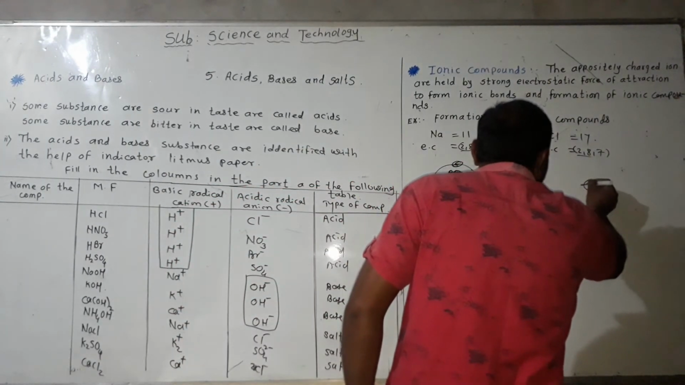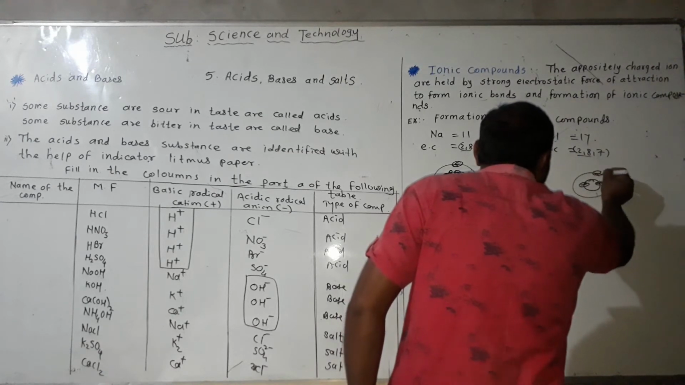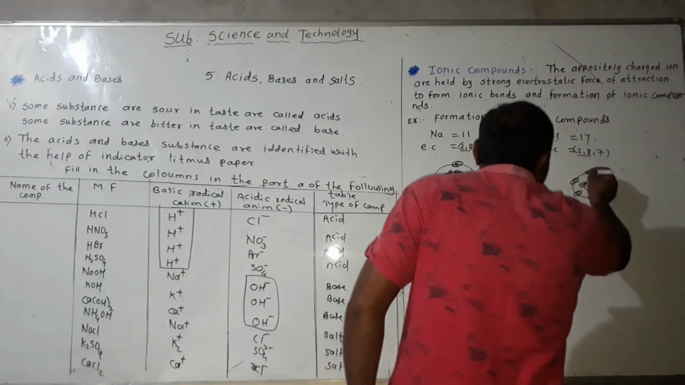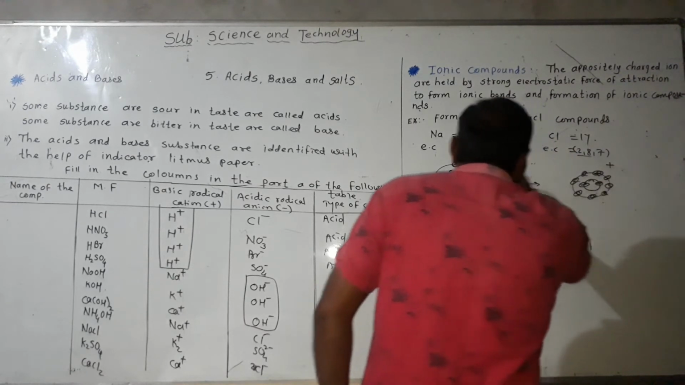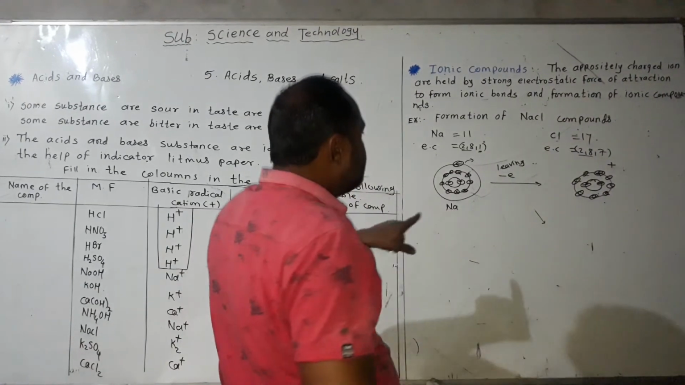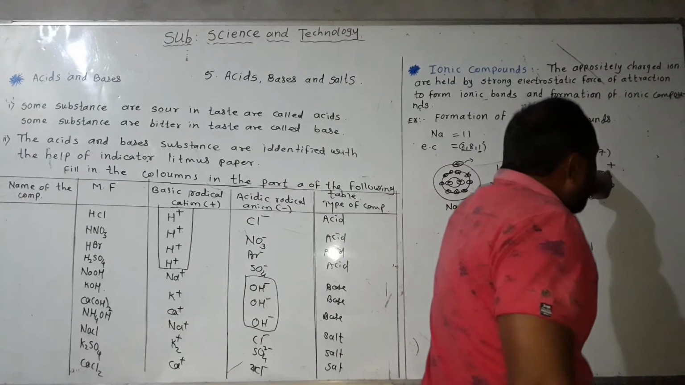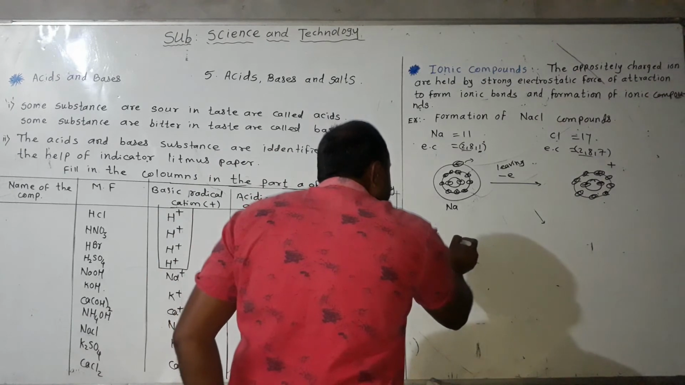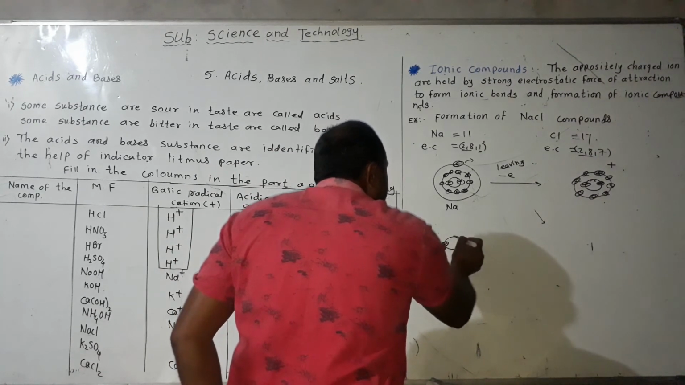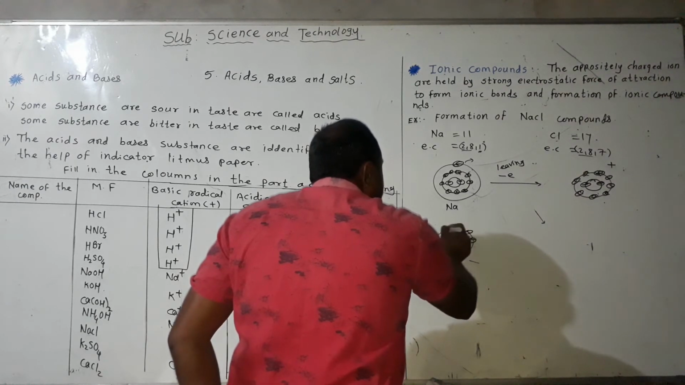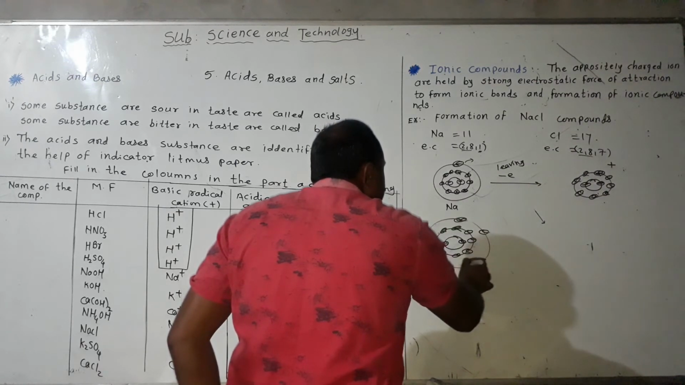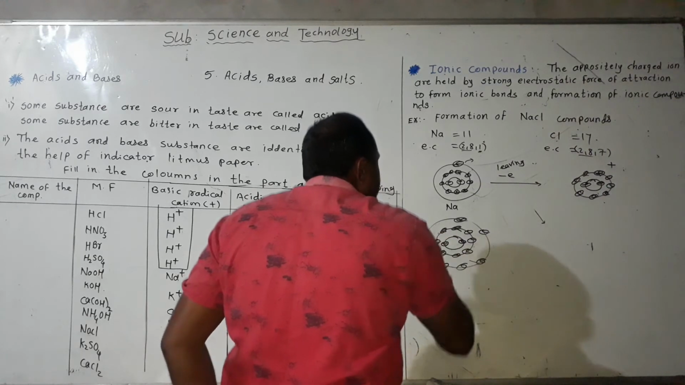Now in the first shell, how many electrons are there? Two electrons. And in the second shell, 8. Now one electron has left, so one positive charge develops on the Na atom. Like this, take another atom, Cl. In Cl, how many electrons are there? In the first shell 2 electrons, in the second shell 8, and in the last shell how many electrons? 1, 2, 3, 4, 5, 6 and 7 electrons.